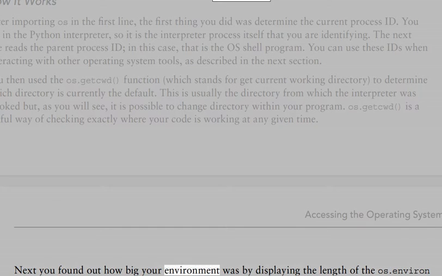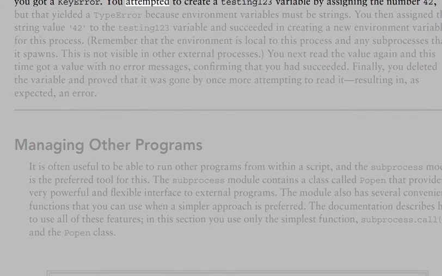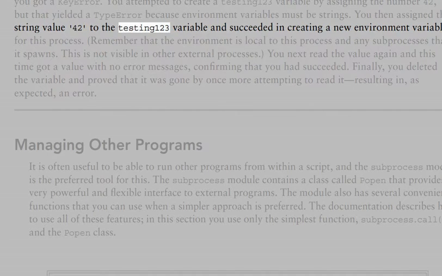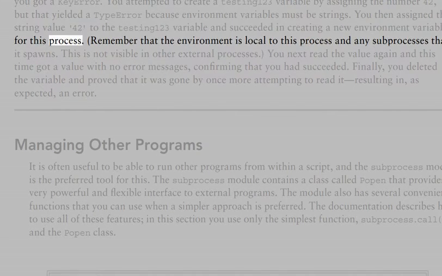Next you found out how big your environment was by displaying the length of the os.environ dictionary. You then pulled out the value of the HOME environment variable that shows the user's home directory. You then tried to access a variable called testing123, but because it did not exist, you got an error. You attempted to create a testing123 variable by assigning the number 42, but that yielded a type error, because environment variables must be strings. You then assigned the string value 42 to the testing123 variable, and succeeded in creating a new environment variable for this process.